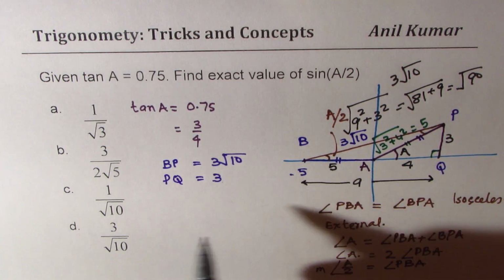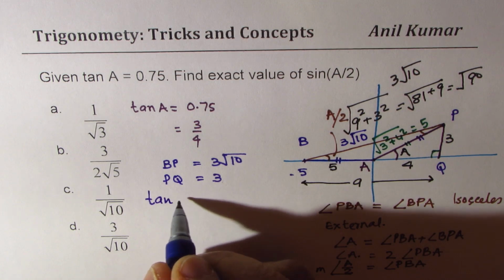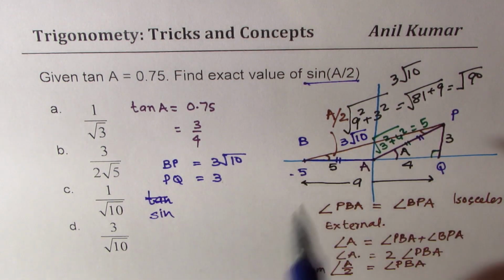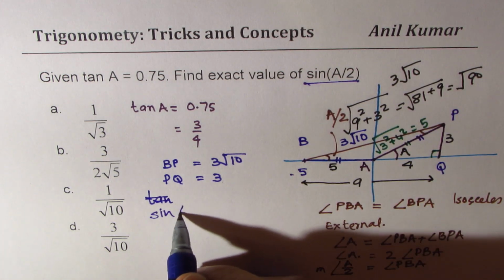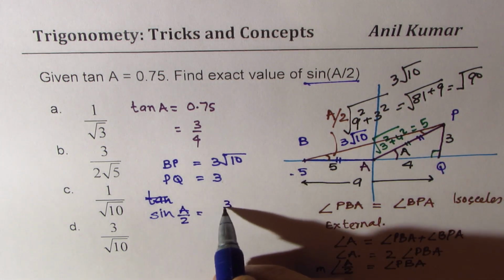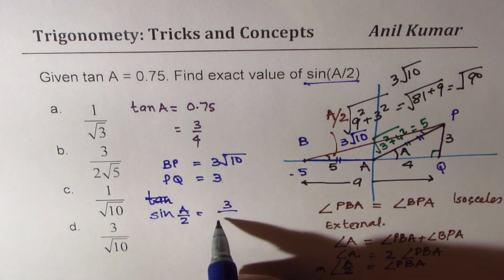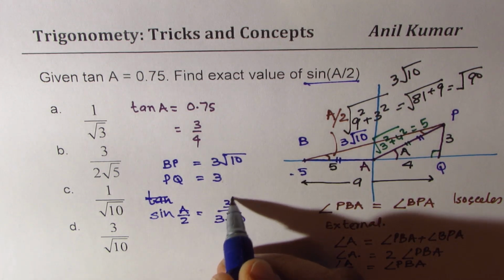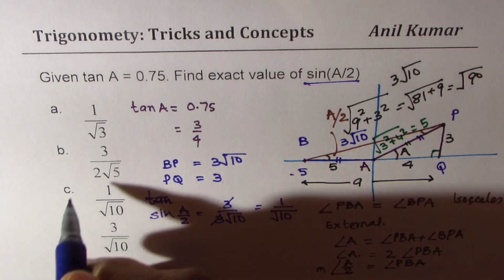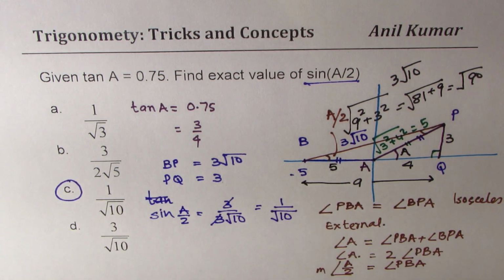So what is tan of, oh sorry, we want to find sine, right? We want sine A. So sometimes it could be cosine or tan. So sine of A by 2 will be the opposite side, which is 3, over the hypotenuse, which is 3 square root 10. 3 and 3 cancel. So what you get here is 1 over square root 10. Option C is the right option. Do you get the idea? So without using a calculator, we are in a position to solve this very easily.